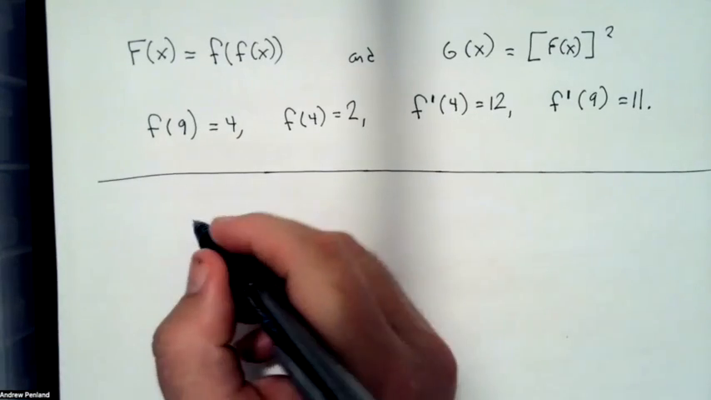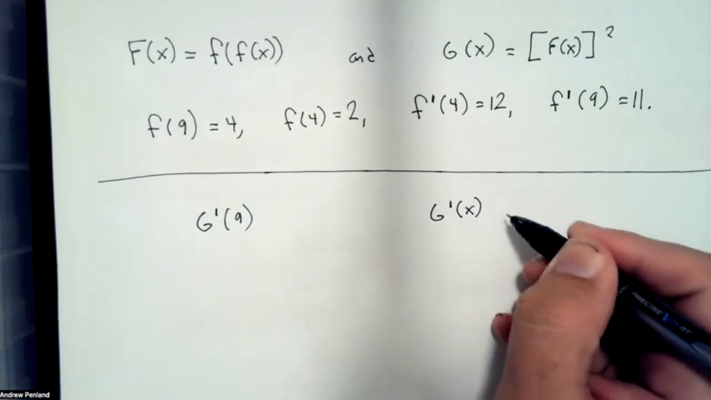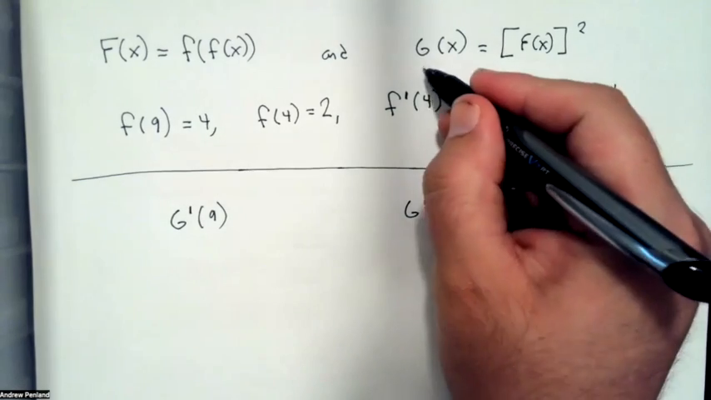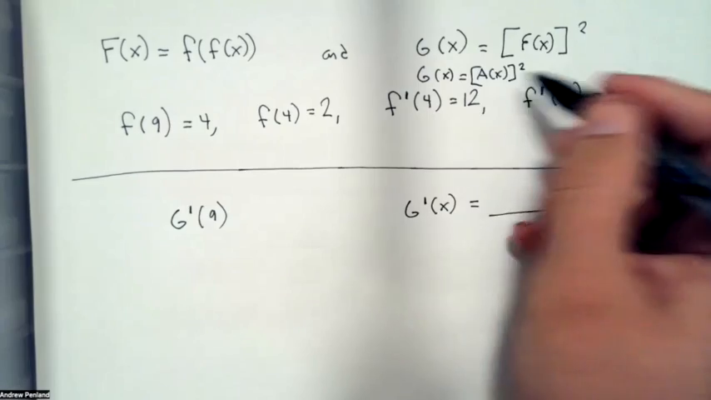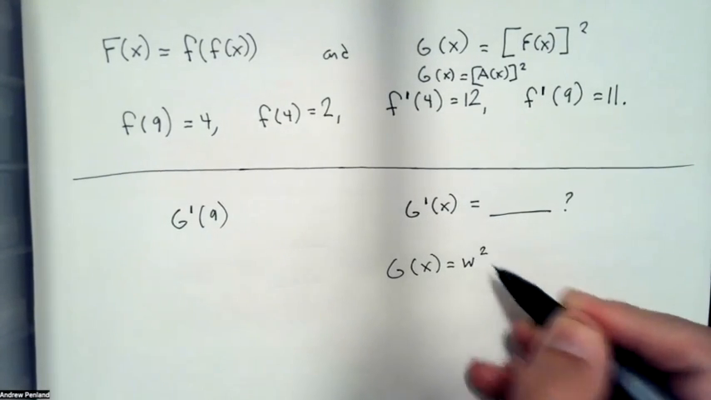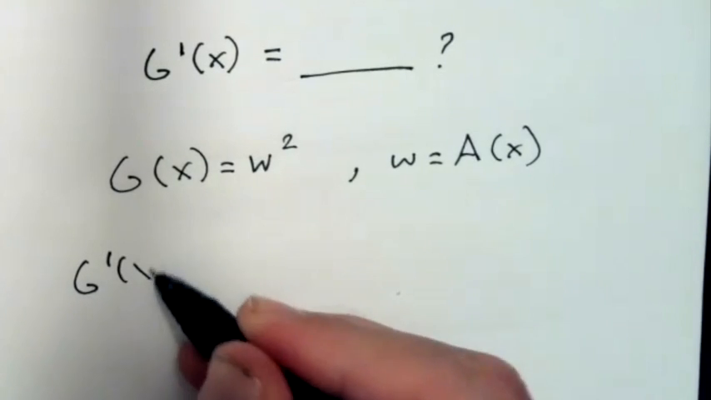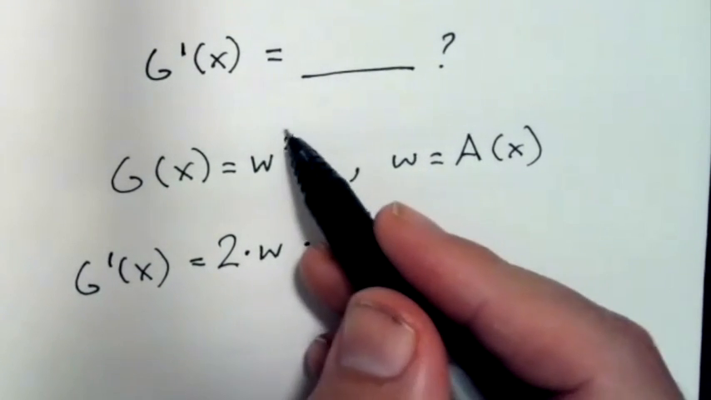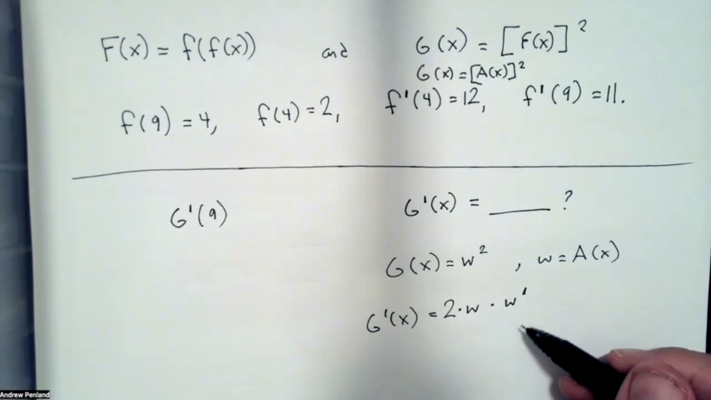So now we're going to be asked also, what is g prime of 9 here? And we're going to do the same thing. We're going to take g prime of x and see what that's equal to. So I'm going to again do the substitution with big A of x because I don't like that big F and that little f together. So that g of x is equal to w squared, where w is equal to A of x. I'll get that the derivative is 2 times w times w prime, because I have to do the derivative of w squared, which is 2w, times the derivative of the inside, which is w prime.